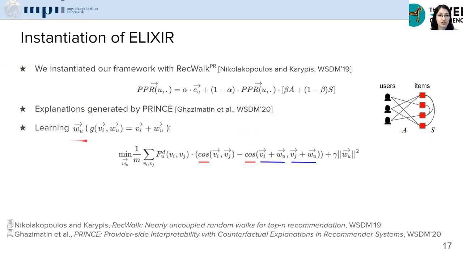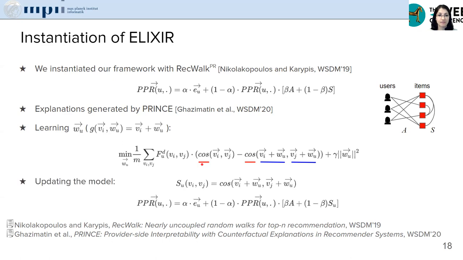Next, we choose the mapping function G to be a vector translation. And we learn the translation vector W by minimizing the objective function described earlier. Note that here, the similarity function is replaced with the cosine similarity. After learning W, we update the similarity matrix and subsequently the weight of similarity edges in the graph, and rerun the recommendation model using the updated user-specific similarity matrix to generate new recommendations.